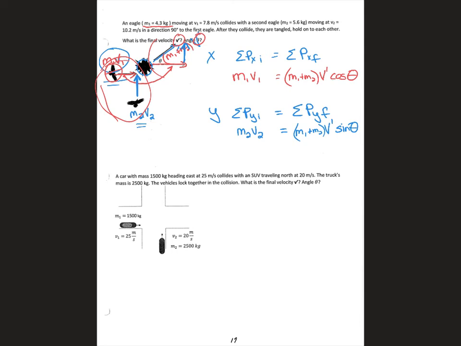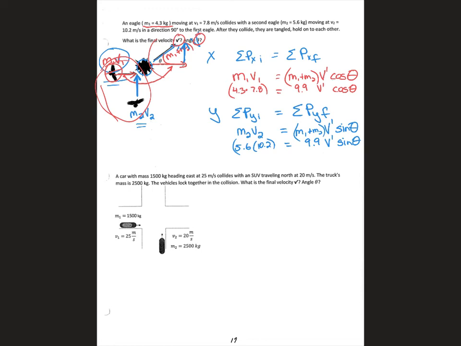Okay, now can any of this be substituted? Can we simplify any of this? Of course we can. We have 4.3 kilograms times 7.8 meters per second. We know that the combined mass of 4.3 and 5.6 is going to be 9.9. And we've got V prime, and we've got cosine theta. M2 is, of course, 5.6. It's moving at 10.2 meters per second. Their combined mass is still 9.9. V prime sine theta.